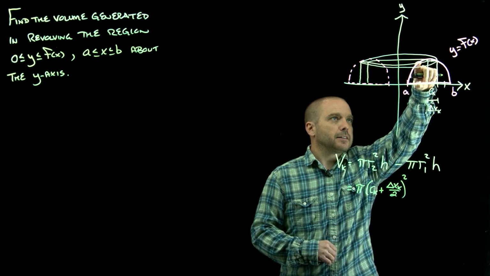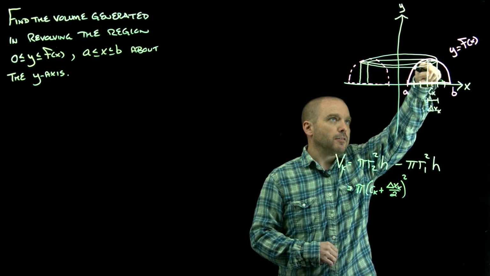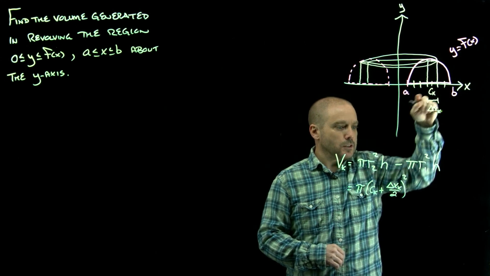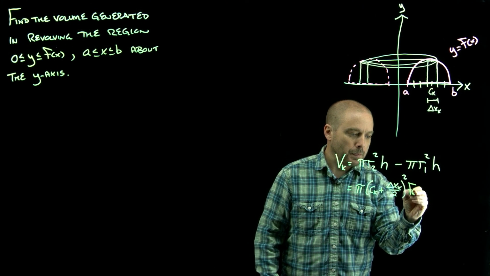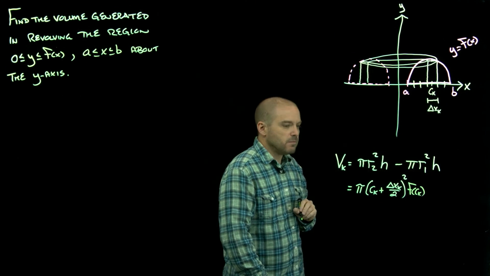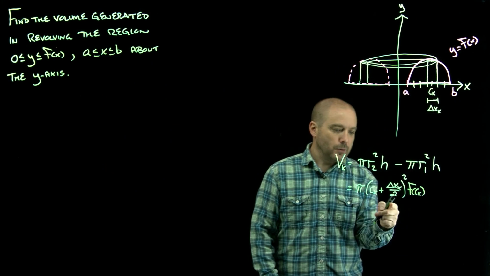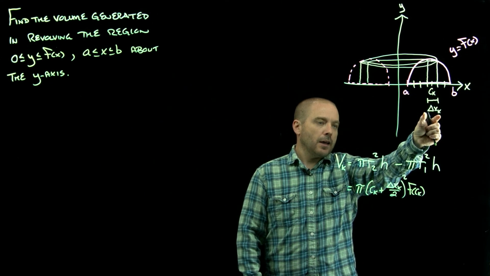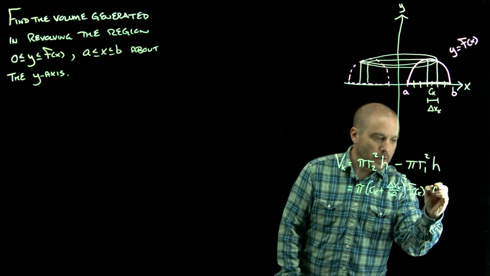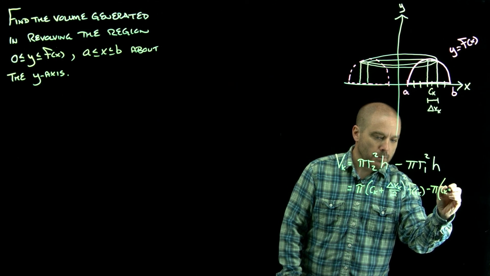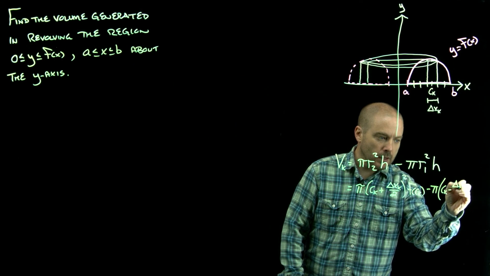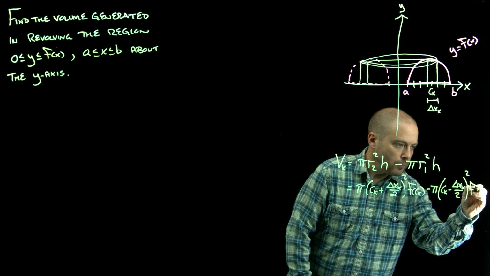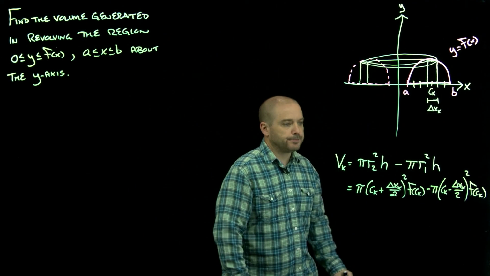And then the height of both these cylinders is being determined by the function. So how tall are these cylinders? Well, it's whatever this function is at c sub k. And then take away the inner cylinder, which will be exactly the same except for the radius, which is now c sub k. Take away half this distance. So pi times c sub k minus delta x sub k over 2 squared, and then times our function at c sub k for the height.